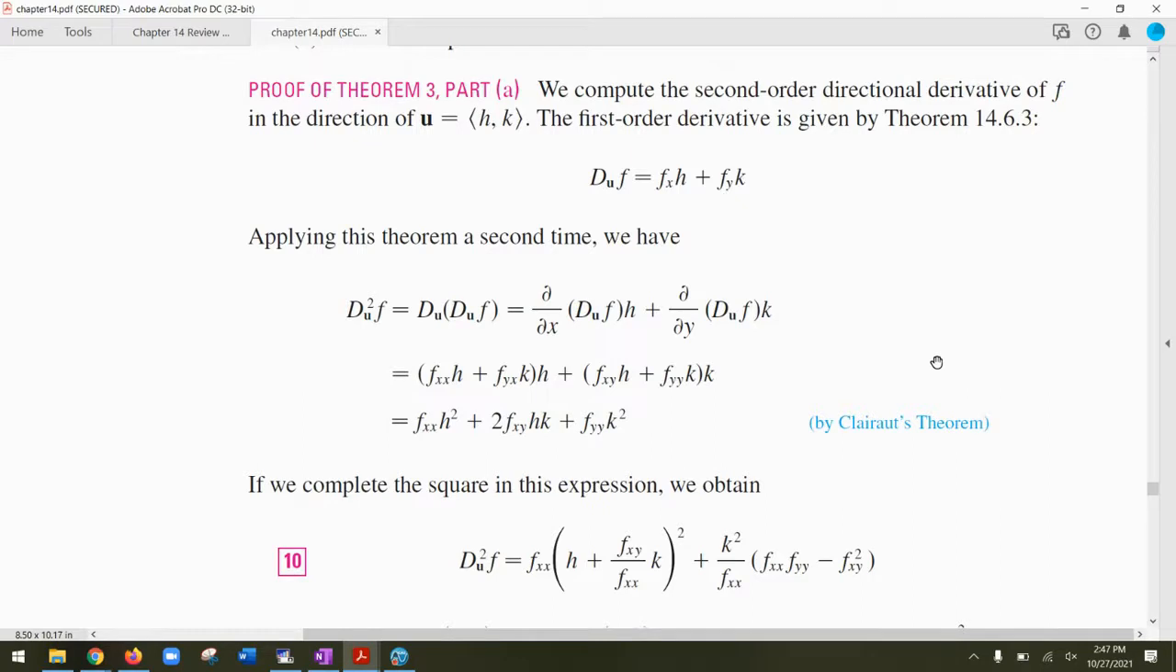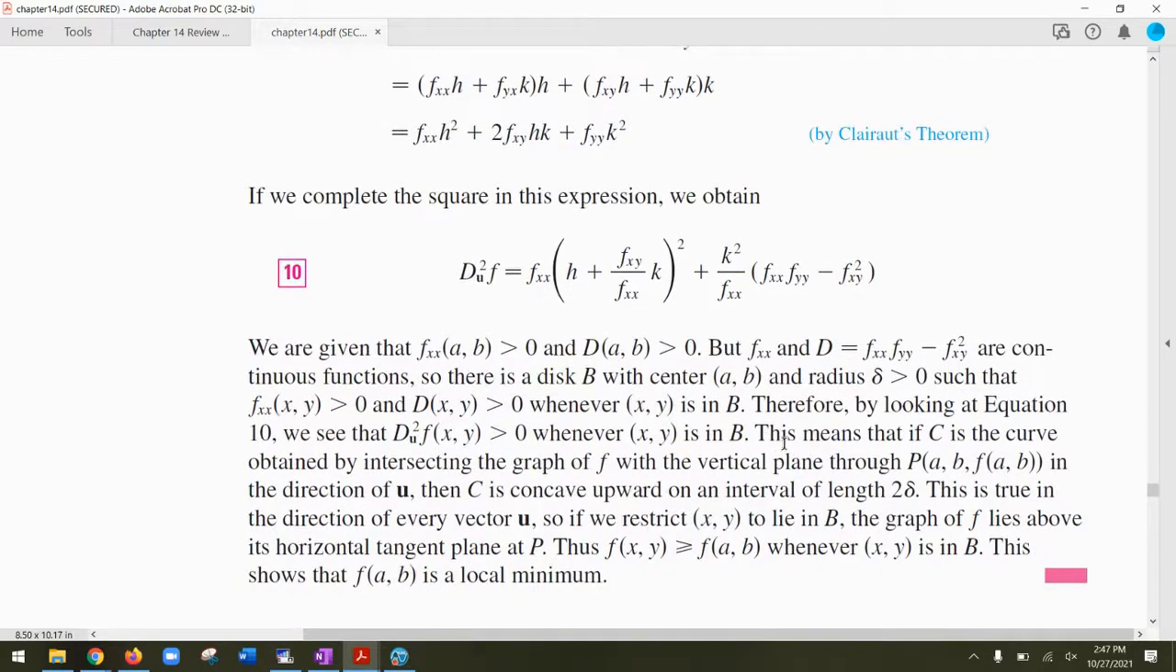So what does this give us then? fxx h squared plus that plus fyy. Okay, so they're just cleaning that up a little bit with algebra, or no? By Clairaut's theorem. Do you remember that? Oh, yeah. These two guys are the same, right? fyx and fxy. Okay, then they say we complete the square in this expression, we obtain the second directional derivative. I don't follow this stuff. Okay, maybe that's where my understanding is going to break down. And then there's a whole paragraph. Oh boy.